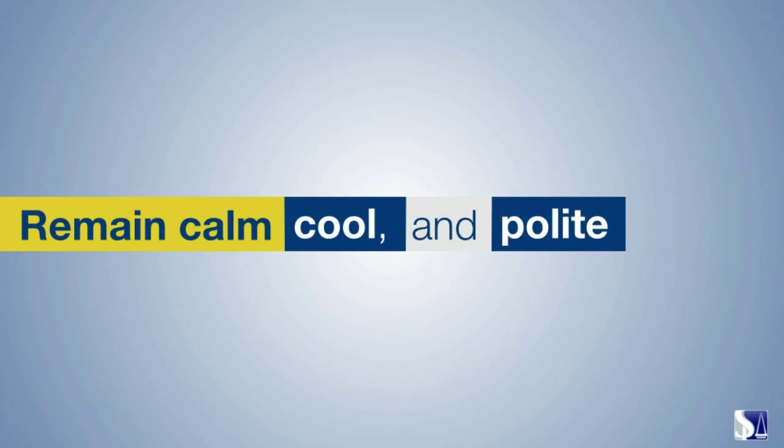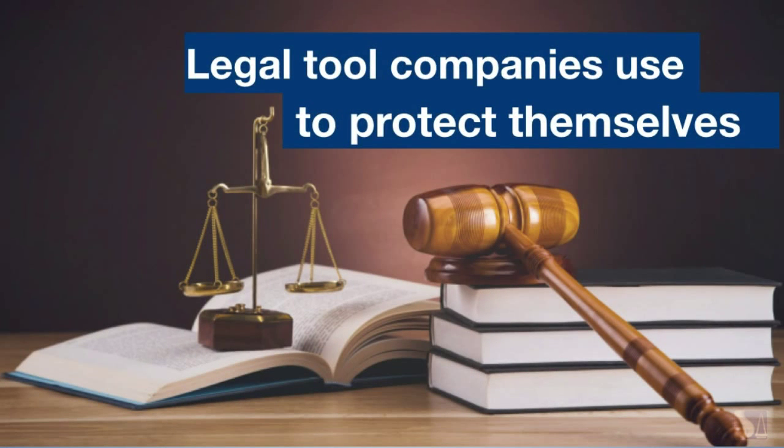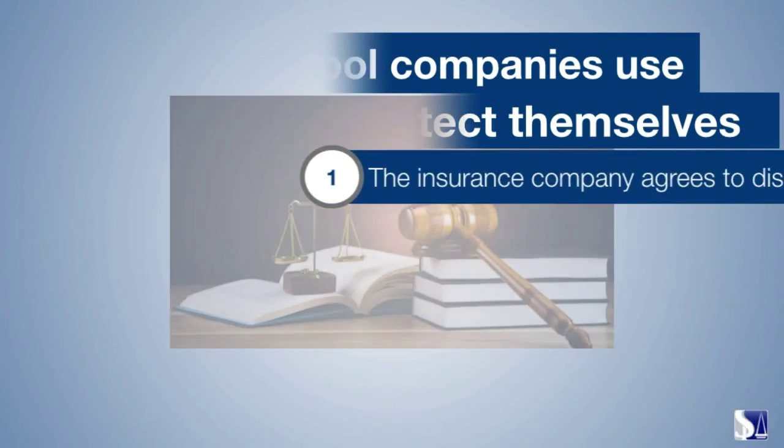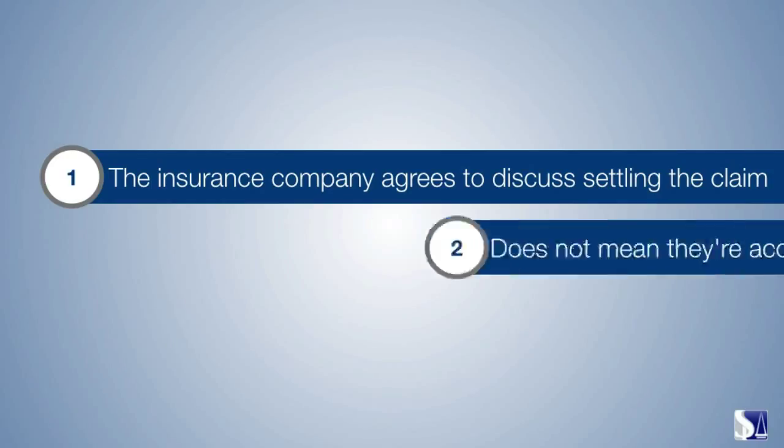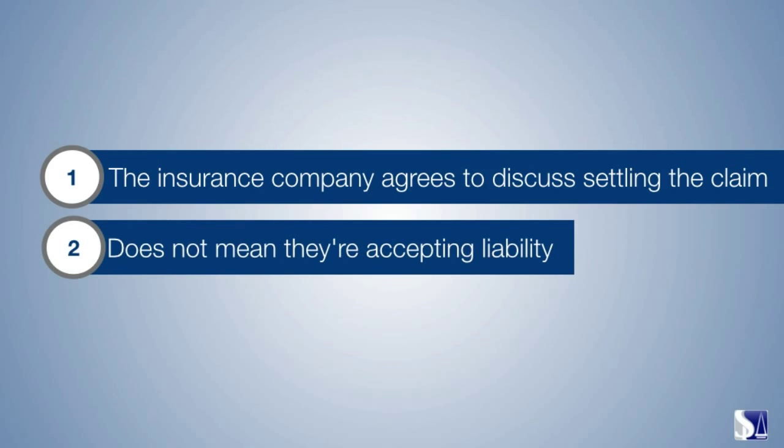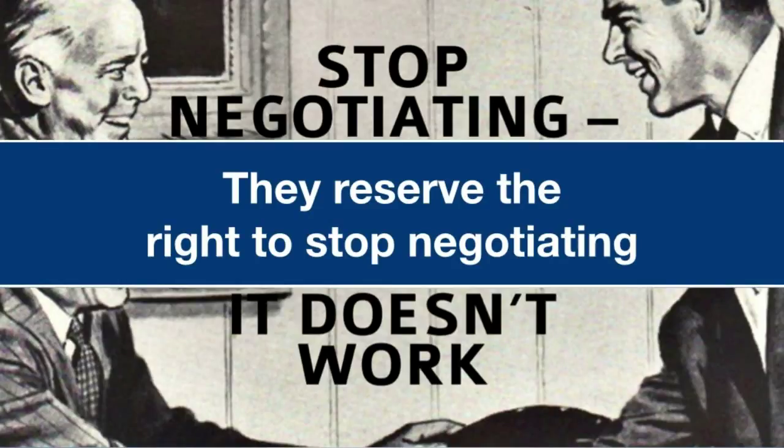You should be on the lookout for a reservation of rights letter. Anywhere from a few days to a couple of weeks after you've sent your demand packet, you'll receive a reservation of rights letter from the claims adjuster. This is a legal tool insurance companies use to protect themselves. It's standard procedure, so don't be alarmed. The letter basically says the insurance company has agreed to discuss settling the claim with you. It states their decision to discuss a settlement does not mean they're accepting liability on the part of their insured. In other words, if they decide their insured is not liable at any time before the case is settled, they reserve the right to stop negotiating.